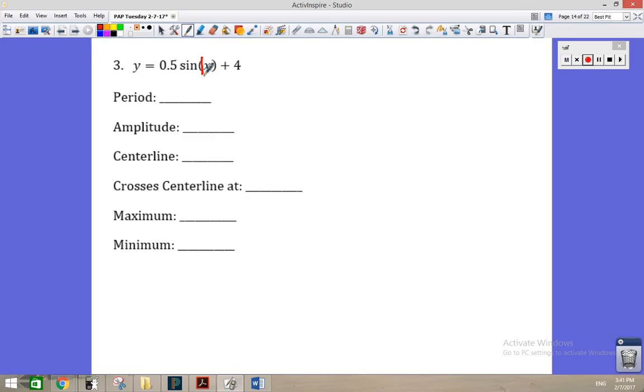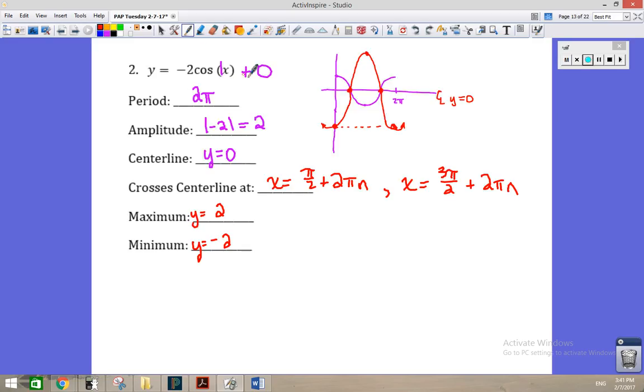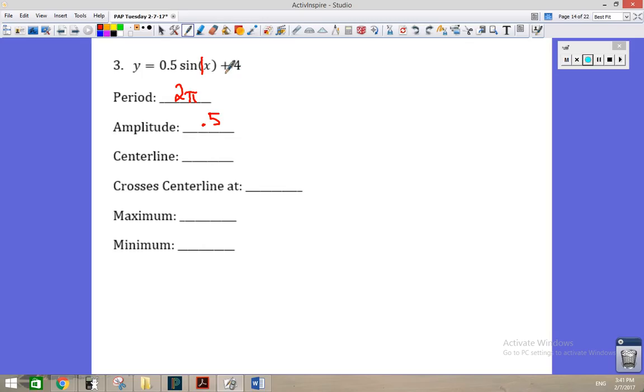Since the coefficient in front of x is 1, and it's a sine curve, sine or cosine have a period of 2 pi. The amplitude, this has been a vertical stretch. The 0.5 is 1/2, so I guess I'll just keep it as a decimal. I have a new center line, this +4. See, before my center line was 0. Now y equals 0 plus 4, it's 4.